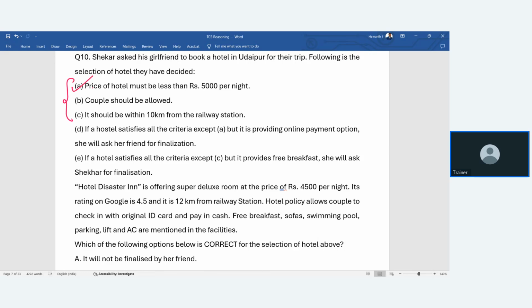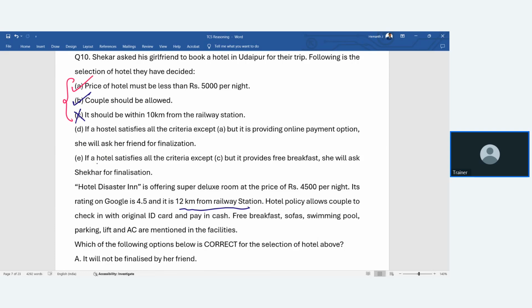Next one, couple will be allowed. Hotel policy allows couples to check in with original ID card and pay in cash. Fine, couple is allowed. And is it within 10 kilometers from the railway station? It is 12 kilometers from the railway station. So condition C is not satisfied.